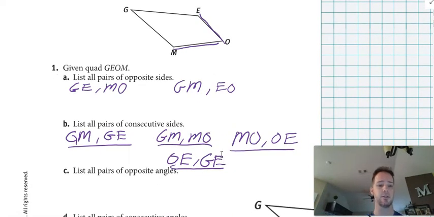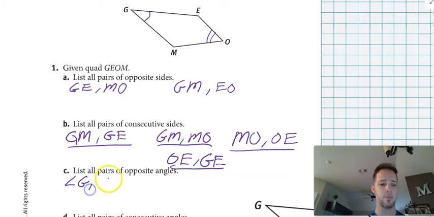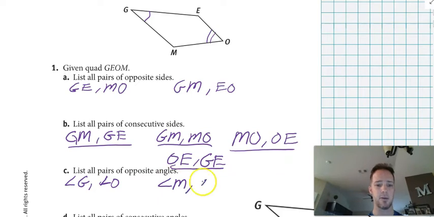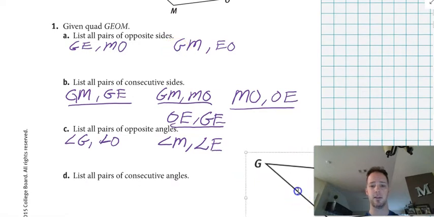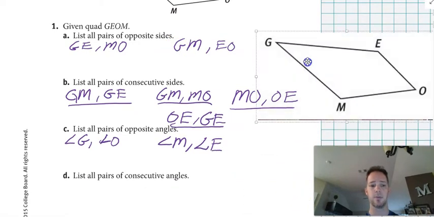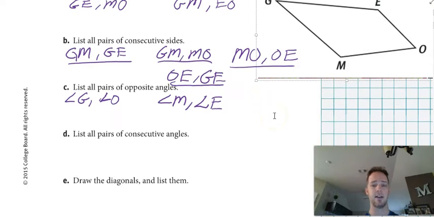What about the opposite angles? Opposite angles would be the angles that aren't touching. This leg is shared by angle G and angle E, so those are consecutive angles. The opposite angles would be the ones that are not sharing a side. So this angle and this angle here are opposite, so angle G and angle O. Or we could say angle M and angle E are opposite of each other. I guess we can use this figure down here for the rest of these. It says list the pairs of consecutive angles.